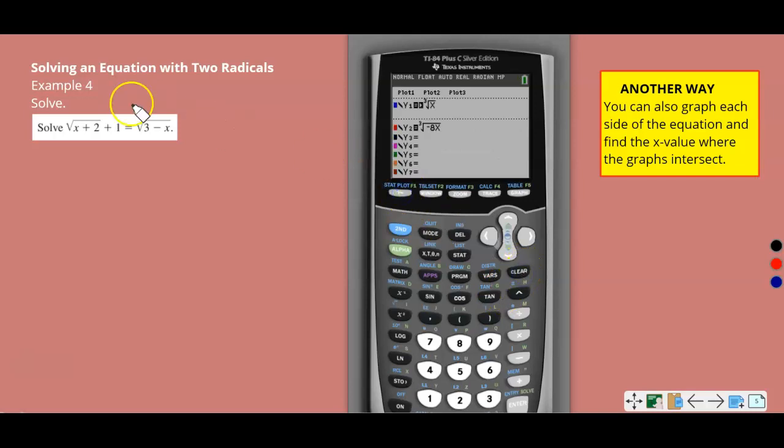So let's go to y equals. Let's clear everything out. The left side will go in y1, so I'm going to put the square root of x plus 2, and then plus 1. Make sure the plus 1 is outside of the radical or you will get a different graph. The right side will go in y2, so second, square root, and we're going to have 3 minus x. Then we can hit graph.